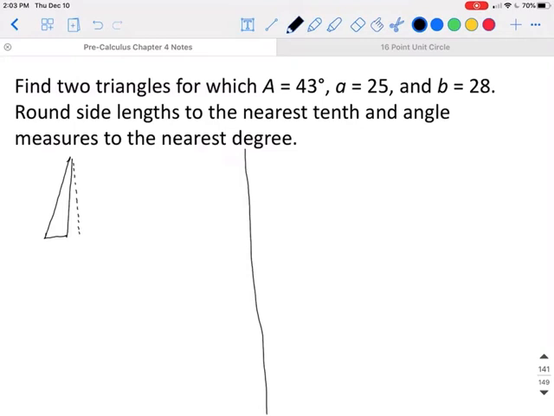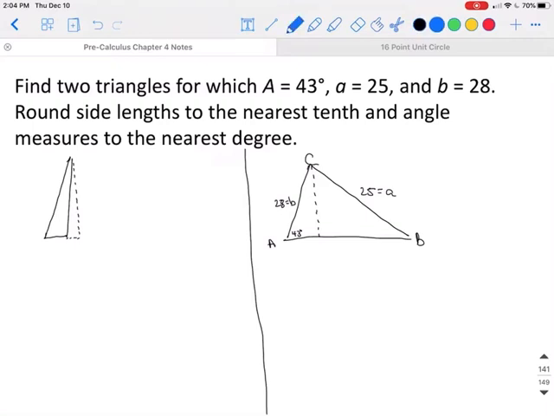So it's possible that our triangle looks like this. And it's possible that our triangle looks like this. So this is the original triangle, or the normal triangle we're used to looking at. So this is angle A, angle B, and angle C. It tells me angle A is 43 degrees. Side a is 25 centimeters or inches or something. Side b is 28. And we need to solve the rest of the triangle.